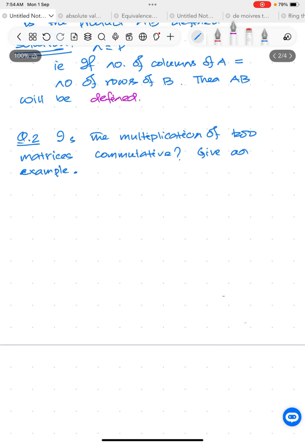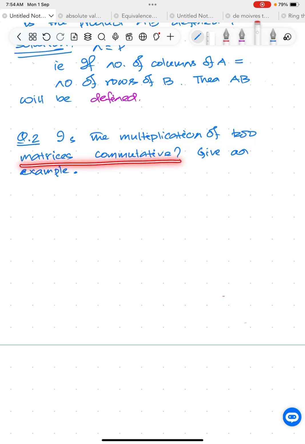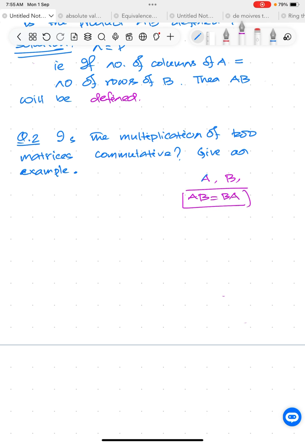Okay, so let's move to the second question. In the second question, we are given: is the matrix multiplication of two matrices commutative? Give an example. What the commutative property says is, if we consider two matrices, say the first matrix is A and the second matrix is B, we need to check whether AB equals BA. If it is so, then we can say that the matrix multiplication is commutative.